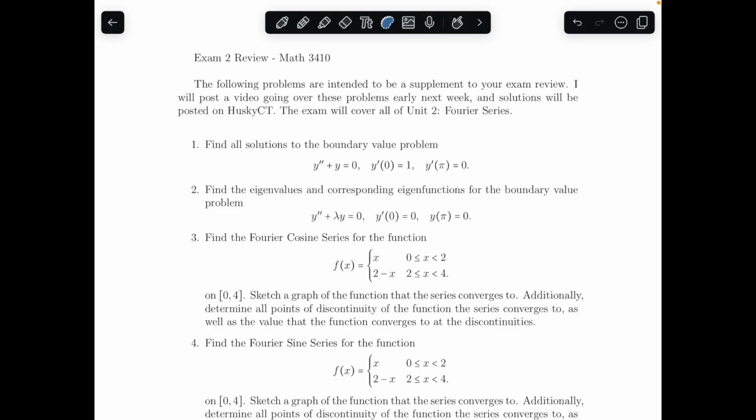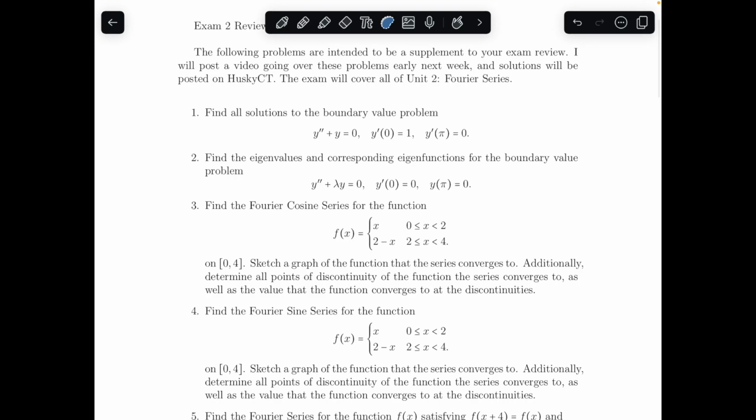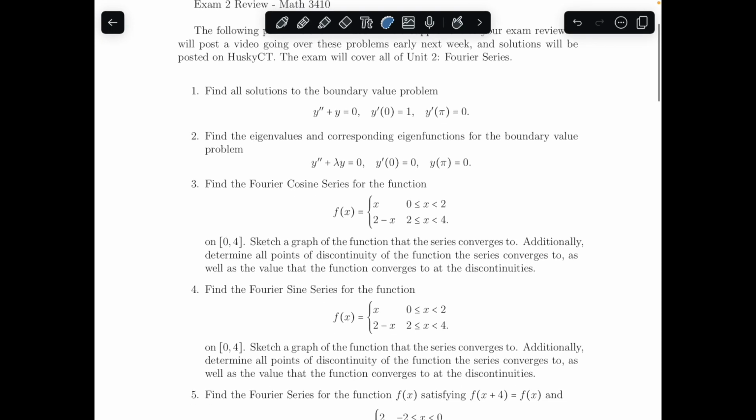Hey everyone, so we're going to be going through this exam 2 review today, and I posted these solutions already, and so I am going to probably skip over some of the details, some of like the integration by parts and stuff like that. I'll just skip because those things you can just go over to Husky CT and look at on your own time.